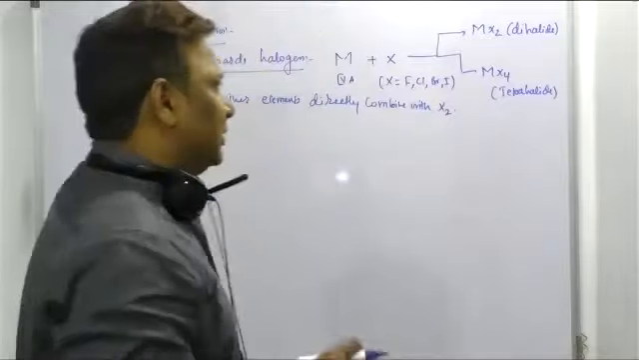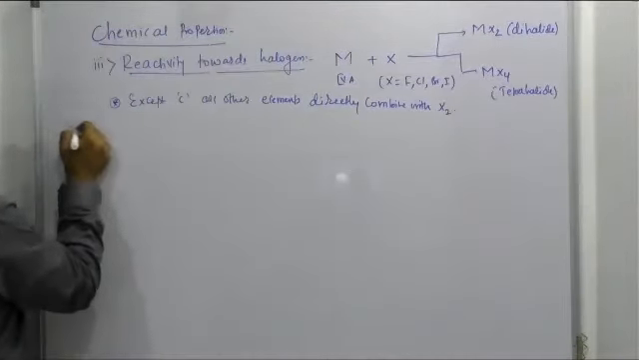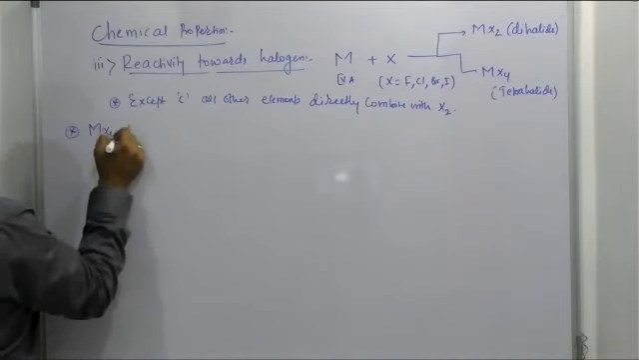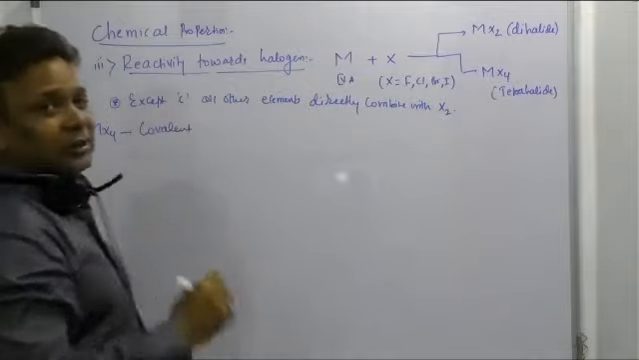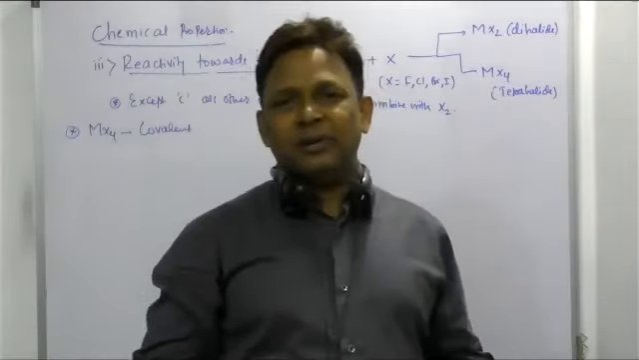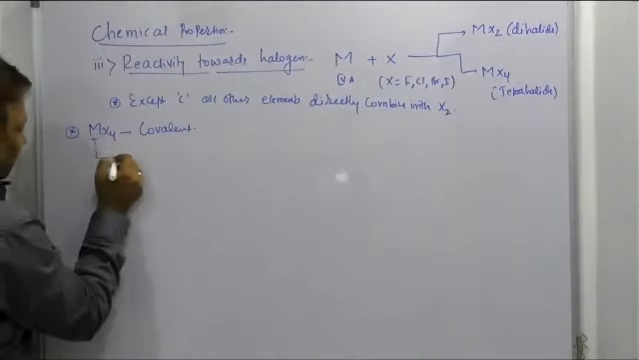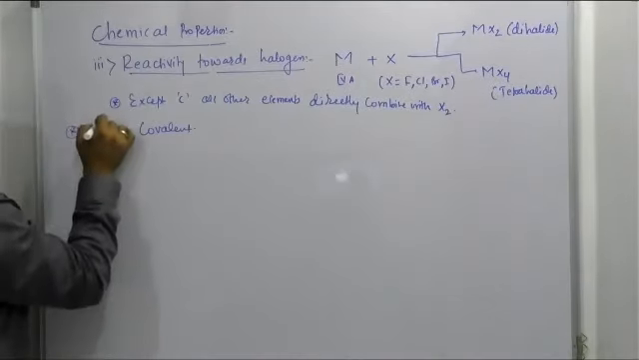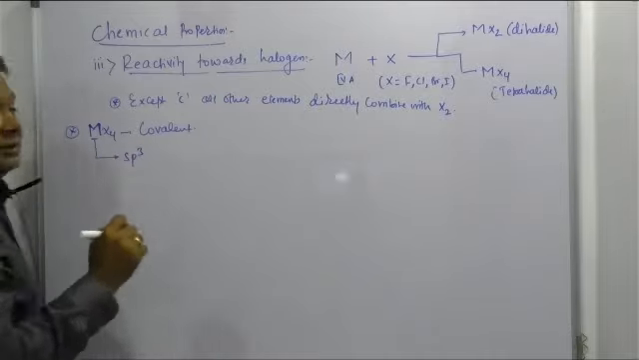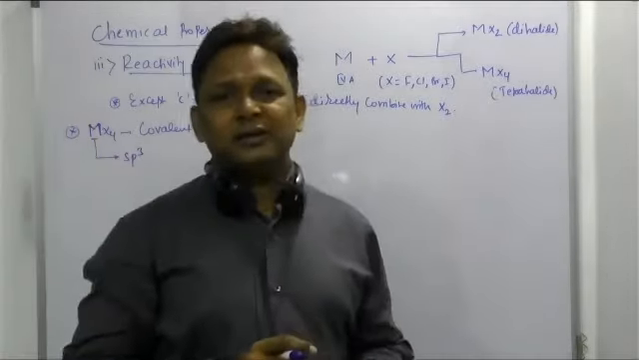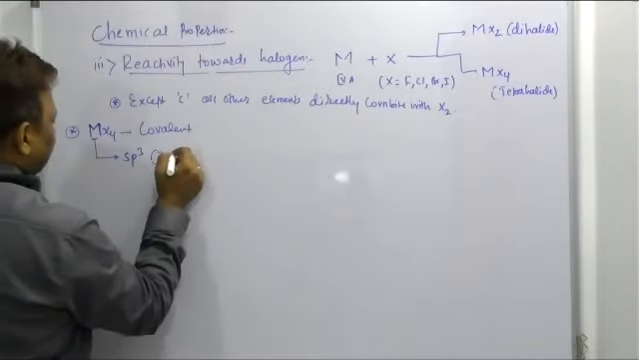But among these, if you talk about MX2 and MX4, it was seen that the MX4 compound is a covalent halide formed by this 14th group element. The central atom, or central element, not a metal, sorry beta, undergoes sp3 hybridization, and the molecule will be tetrahedral in shape. Obviously, beta.